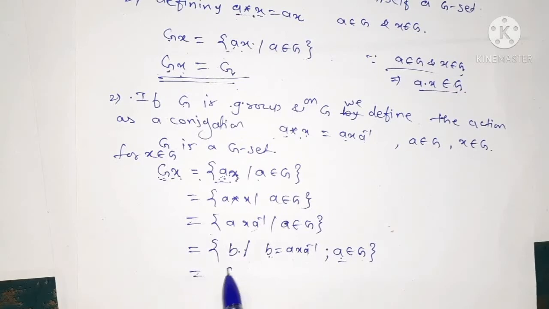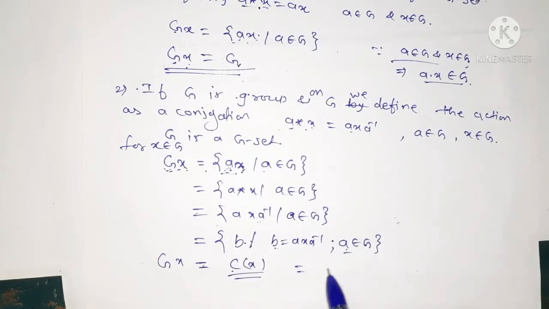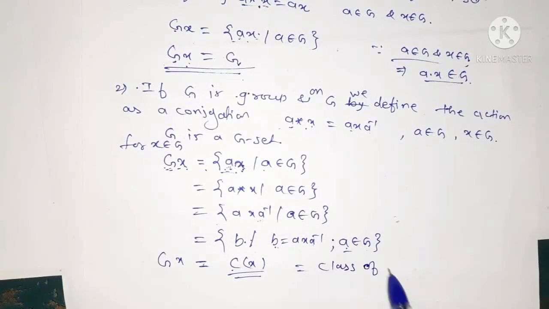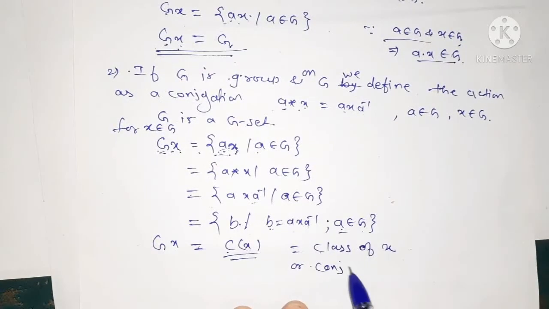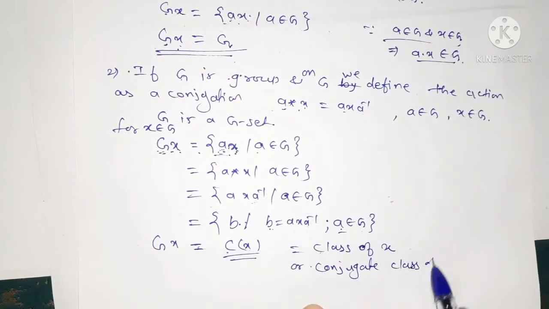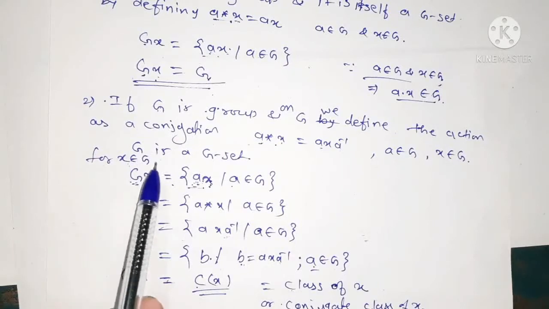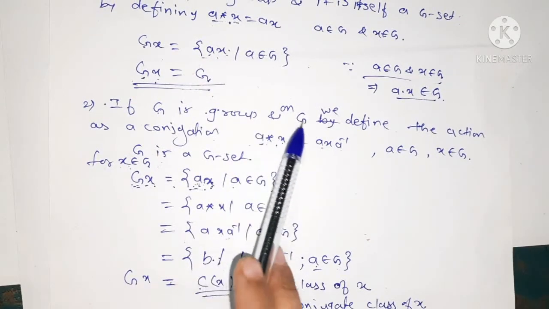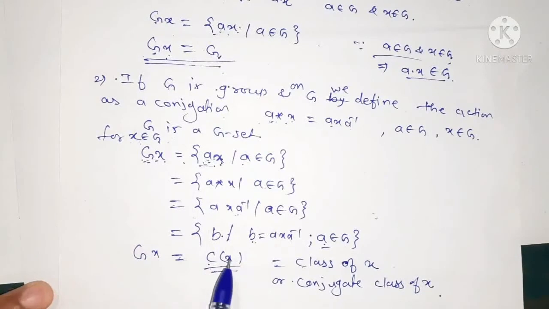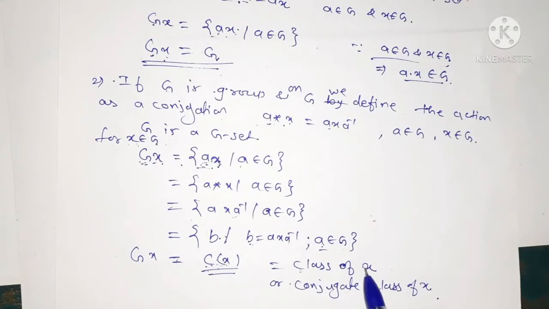And we denote this set by C of X. That is, Gx is nothing but our C of X. This is called the class of X, or we can say the conjugate class of X. So the orbit of X, where X belongs to G, that is, any element of G under the conjugation action which is defined on G itself, is the conjugate class of the element X.